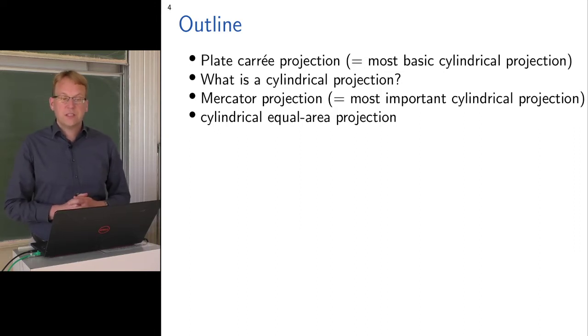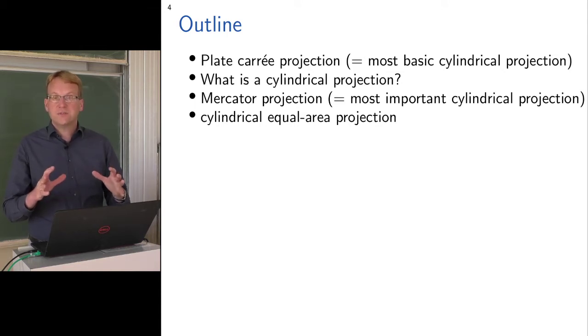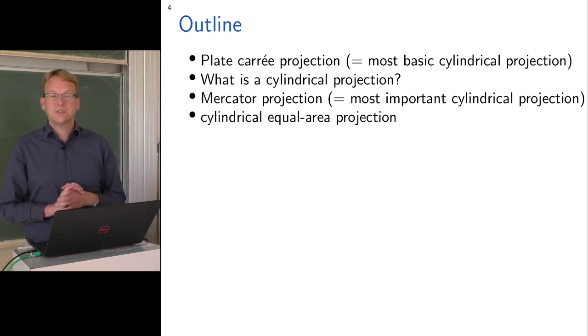Next, I'm talking about the Mercator projection, which is probably the most important cylindrical projection that exists, or maybe even the most important projection of all. And finally, I will also talk about the cylindrical equal area projection. That is a special kind of cylindrical projection where areas are preserved and not distorted, whereas in these cylindrical equal area projections, as we will see, the angles are quite severely distorted.